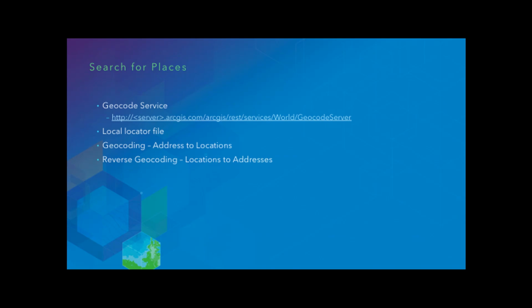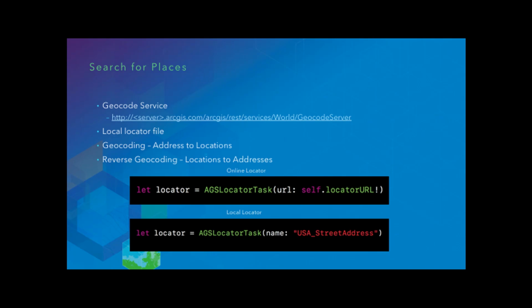Searching for places is done using either an online geocoder service or a local locator file on disk. You can perform geocoding, which is getting a location from an address, or reverse geocoding, which is getting an address from a location. Let's look at geocoding. Geocoding in the SDK is exposed through an AGS locator task. You first need to initialize the locator task using either an online geocoder service or a local locator.